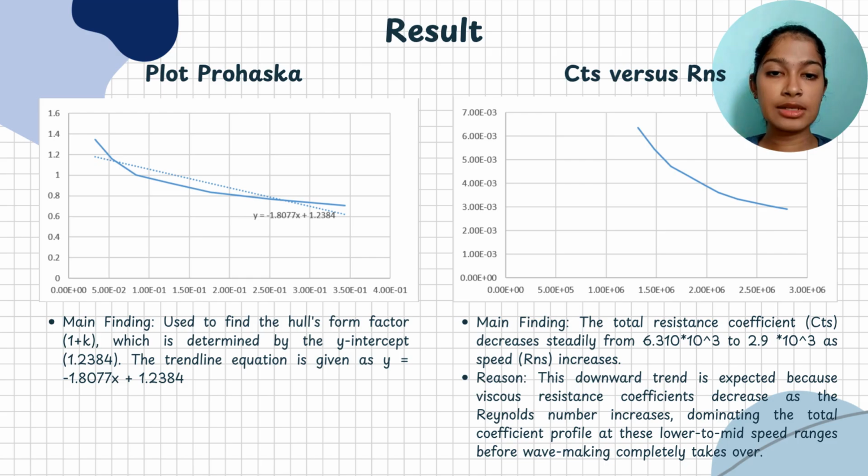So the main finding of this graph is the total resistance coefficient CTS decreased steadily from 6.310 times 10 to the power of negative 3 to 2.9 times 10 to the power of negative 3 as the speed RNS increases. The reason is this downward trend is expected because the viscous resistance coefficient decreases as the Reynolds number increases, dominating the total coefficient profile at this lower to mid speed range before wave making completely takes over.